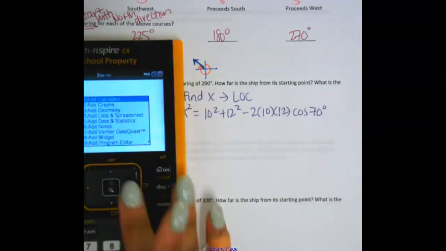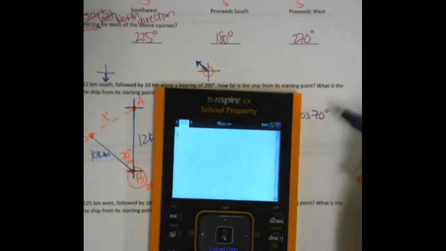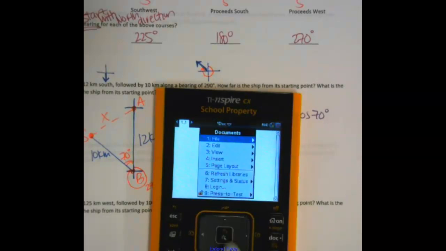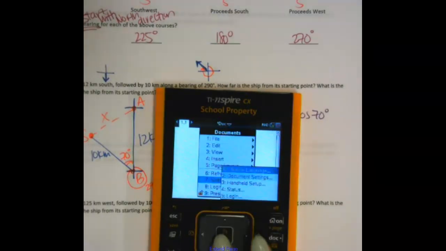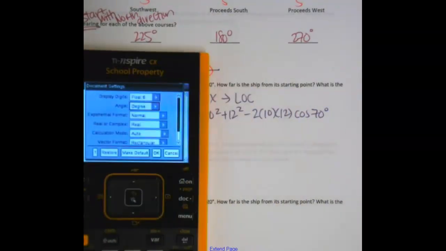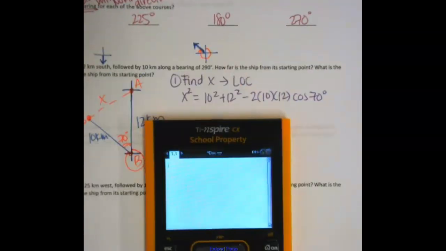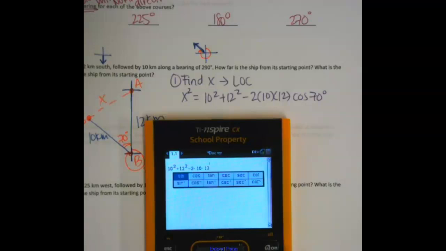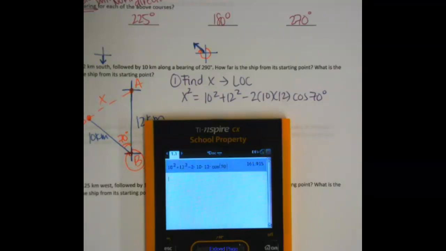So in a new document, I'm going to add my calculator and change this into degree mode. We have 70 degrees, so change it into degree. I'm going to go down to settings and status, document settings, and change this into degree. All right, so let me plug all of this in. I got 161.9. Am I done?